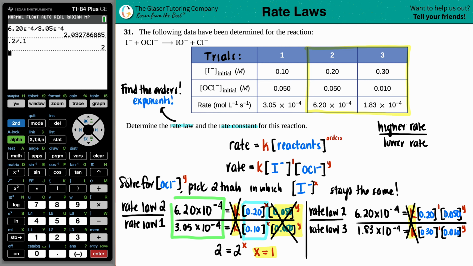So now we just have to do 3 divisions. We have to do the rate division like we did before. We have to do this division. And then we have to do the Y division.